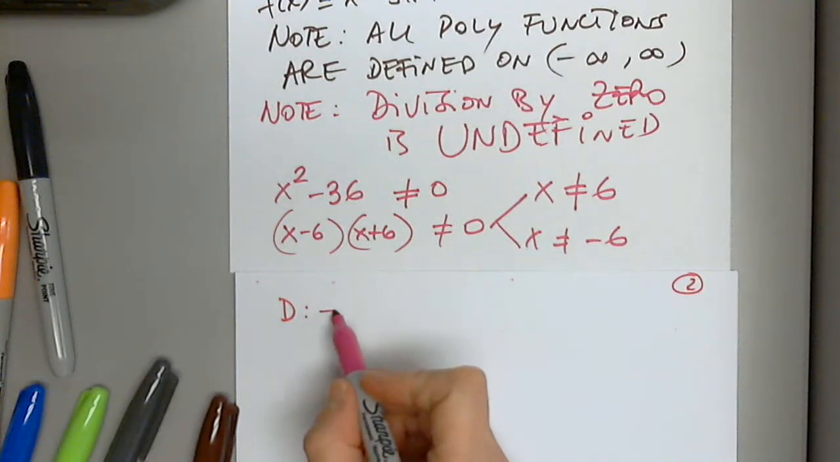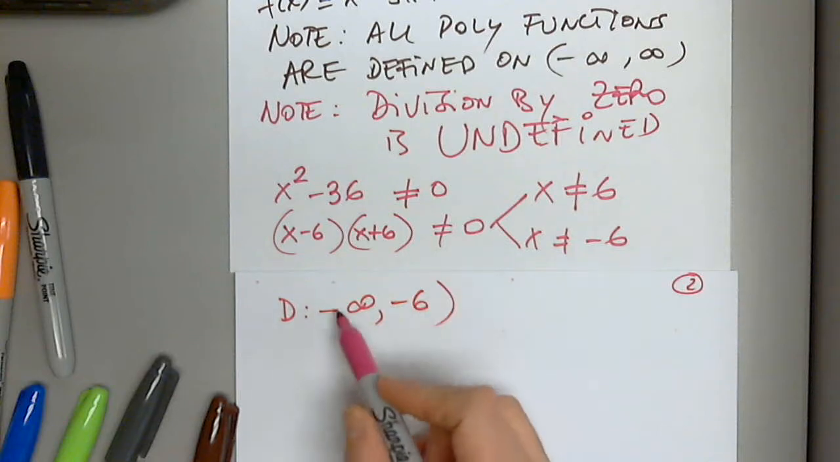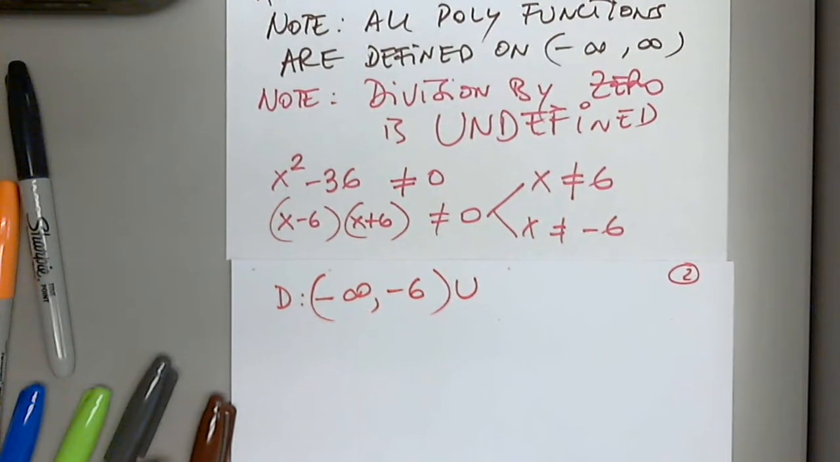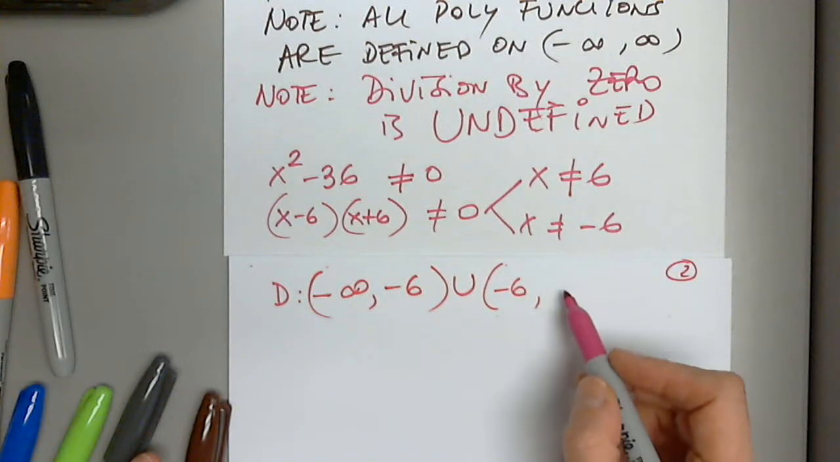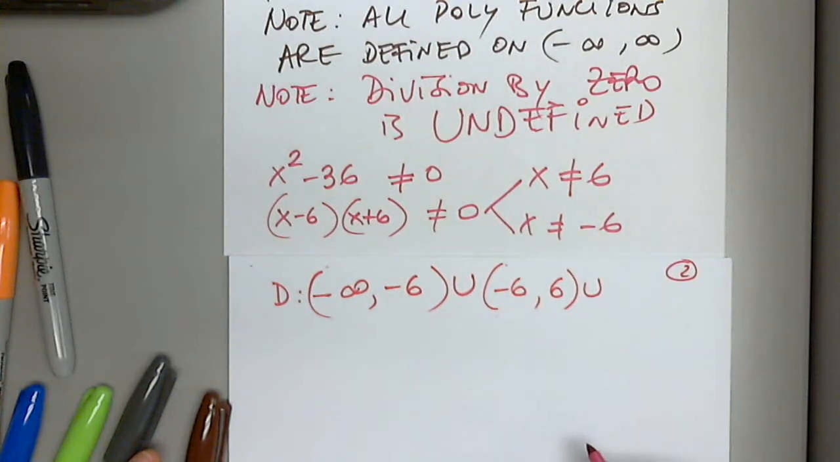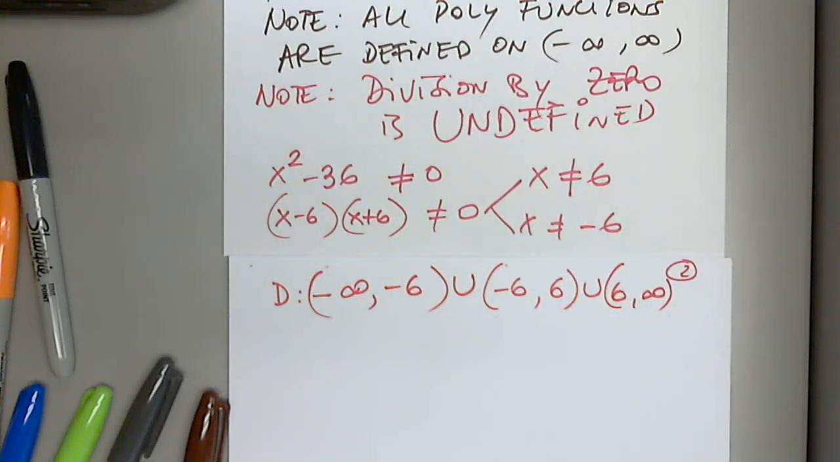Negative infinity, comma, negative 6. Very good. Union. Negative 6, comma, 6. Excellent. Union. 6, comma, infinity. Excellent. This is the interval notation for the domain. In other words, you could say in plain English, everything but 6 and negative 6. But we prefer this notation. Very good. Any questions?